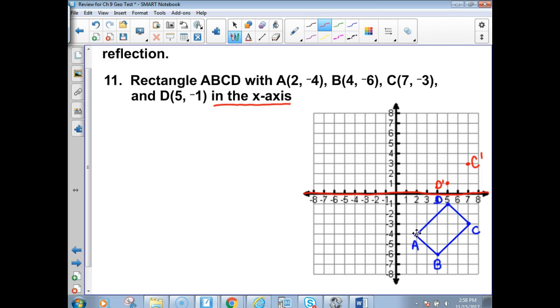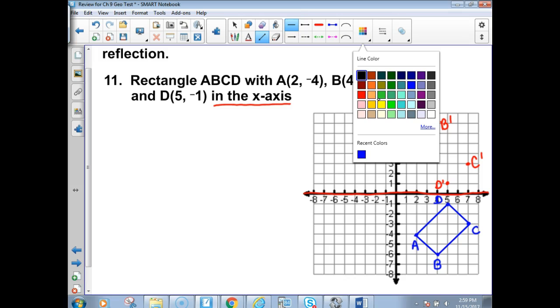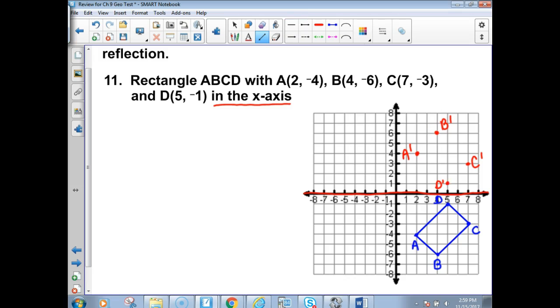A is 1, 2, 3, 4 below, so count 1, 2, 3, 4 above, straight above it. And then B is 6 below, so go 6 above and label it B prime. Grab your ruler or straight edge and connect your points. Okay, that's the reflection in the x-axis. Anybody still need this?